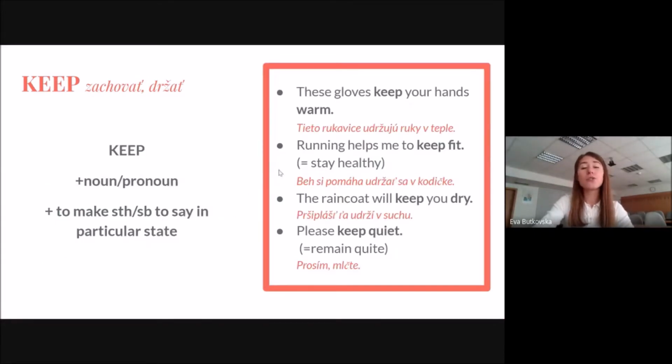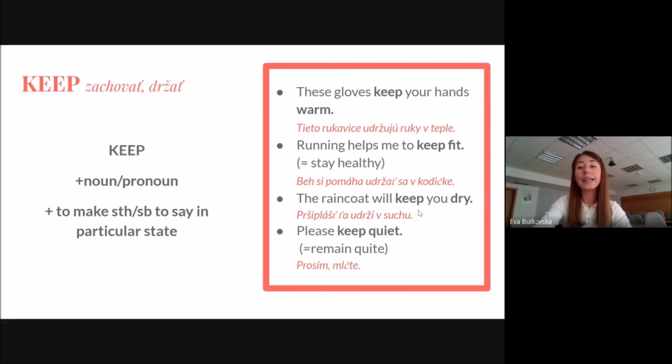But you can use this verb in other meanings. So for example, these gloves keep your hands warm. If you study the structure, there is the verb keep, then some noun, or it can as well be a pronoun, and then some kind of state. So the gloves keep my hands warm, in some particular state. Or the raincoat will keep you dry. In this sentence, I'm using the pronoun you. But we can use a noun there too, your hands.